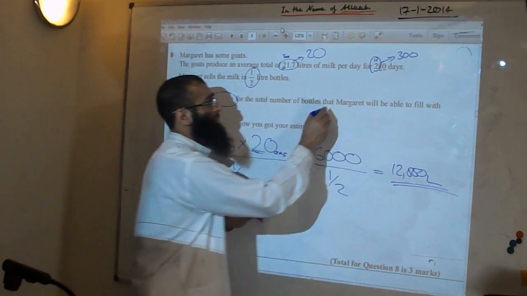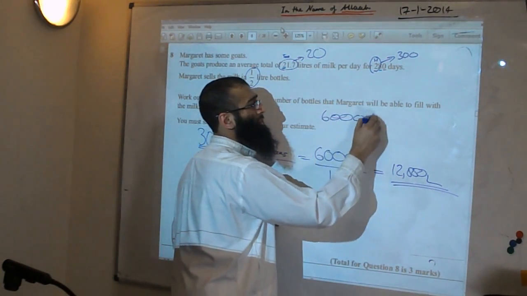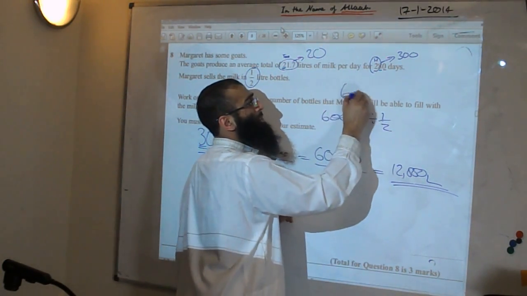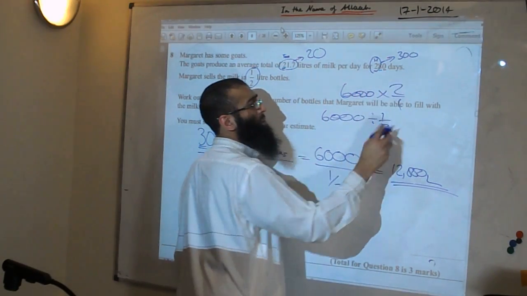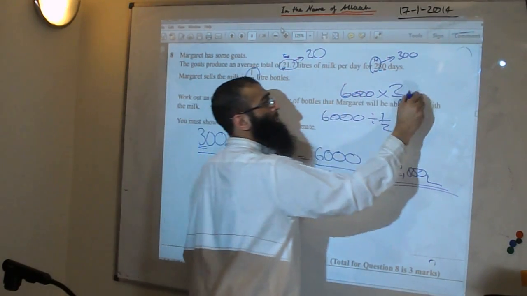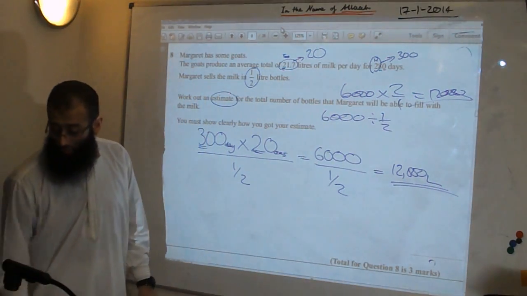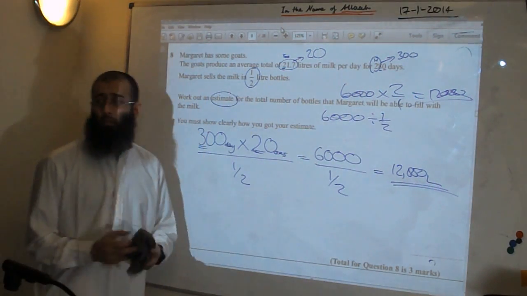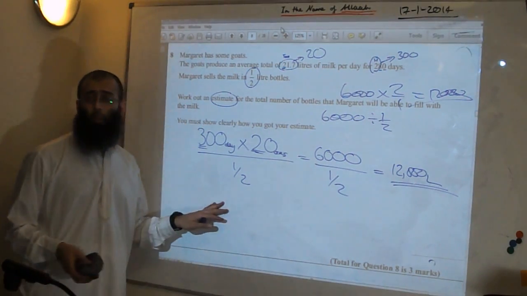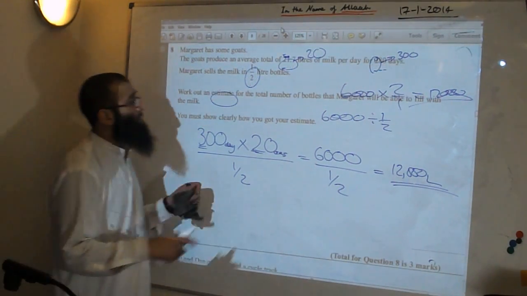Okay? Or if you want to look at it mathematically, when you divide by a fraction, you turn the fraction upside down. So 6,000 divided by a half becomes 6,000 times by 2 over 1. That gets flipped, divide becomes times. And that becomes 12,000. For those of you who want to be mathematical. Okay, are we happy with that question, folks? Yeah. Let's move on to the next question.